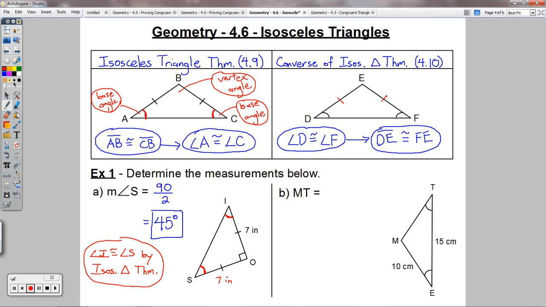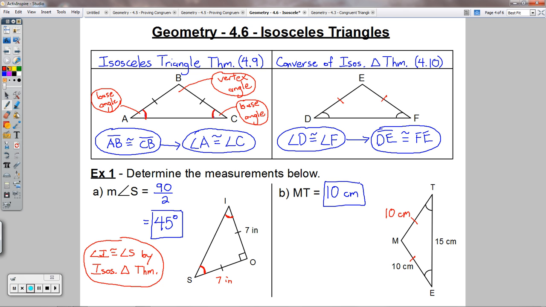Over here, MT, looks like we have the converse now applying. We have the angles given to us. That means these two sides are going to be the same, the legs of the isosceles triangle. So I can prove based on this theorem that this would be congruent to this. And this one's very straightforward. If this and this are the same, and this one's 10, then this one also has to be 10 centimeters. So what's the answer going to be? It's going to be 10 centimeters.